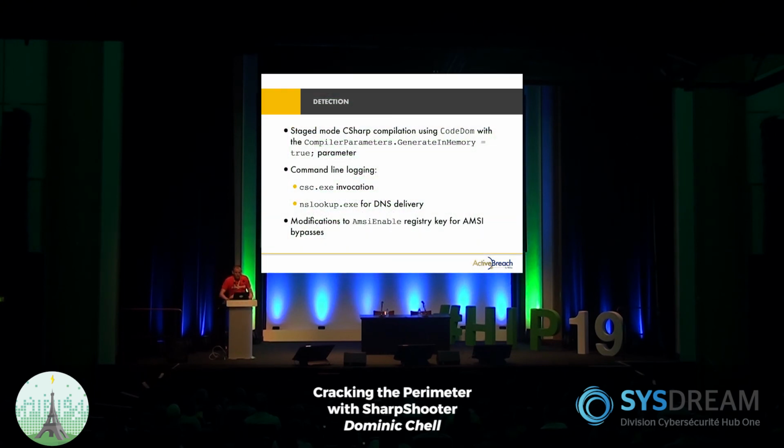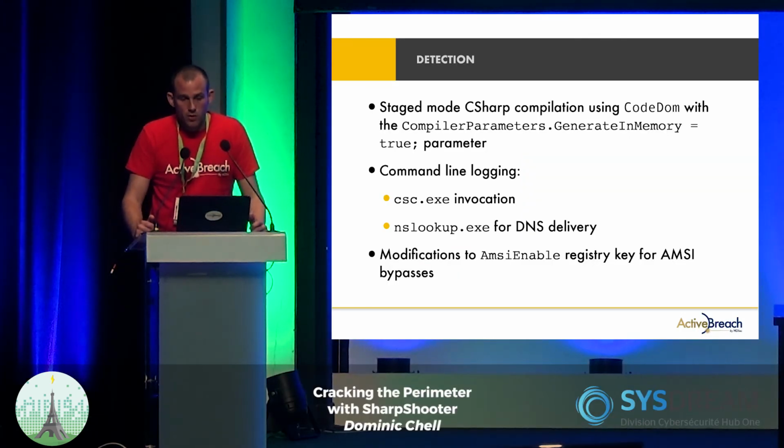So let's spend a couple of minutes just talking about detection and prevention. How would we approach actually detecting one of these payloads? Well, if the payload is staged and it's using the CodeDOM reflection technique that I talked about earlier, you might think that the payload is actually compiled in memory, which is what I thought when I was building this tool. The reason for that was one of the parameters that I used to pass to the CodeDOM compiler called GenerateInMemory equals true. But that parameter doesn't actually do what you think it does, or what I thought it does.